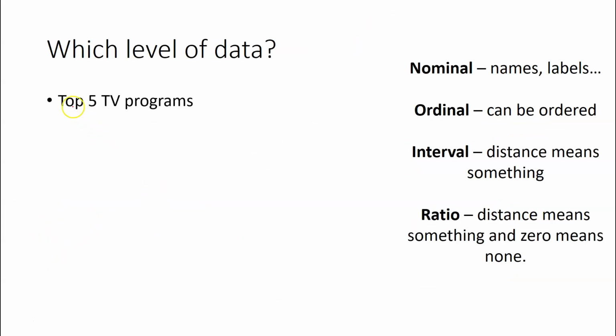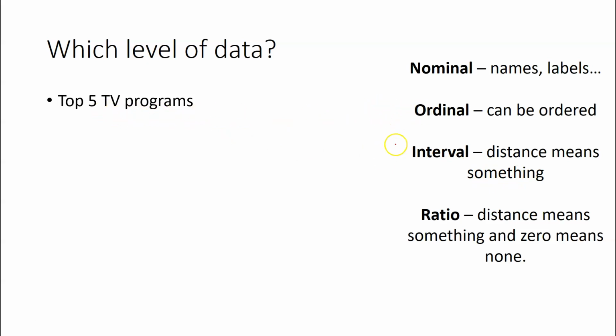Top 5 TV programs. What do you think? Nominal, ordinal, interval, or ratio? Top 5 TV programs. Would 0 mean anything? A lot of times you go back down to the 0, a 0 rating. Well, that might mean something. For sure, I can have labels. Can I be ordered? Well, yeah, I can order these things. Does subtracting mean anything?